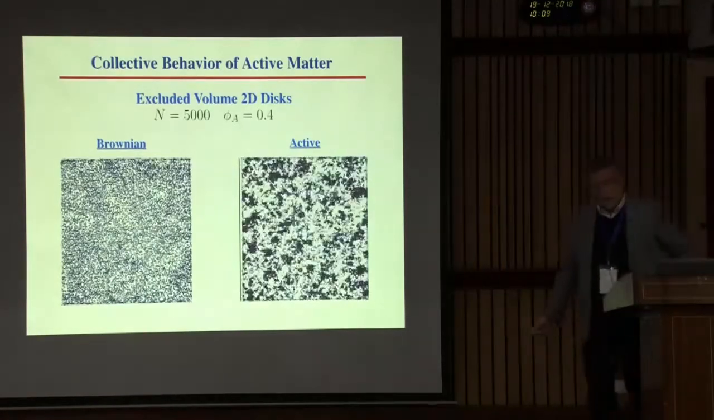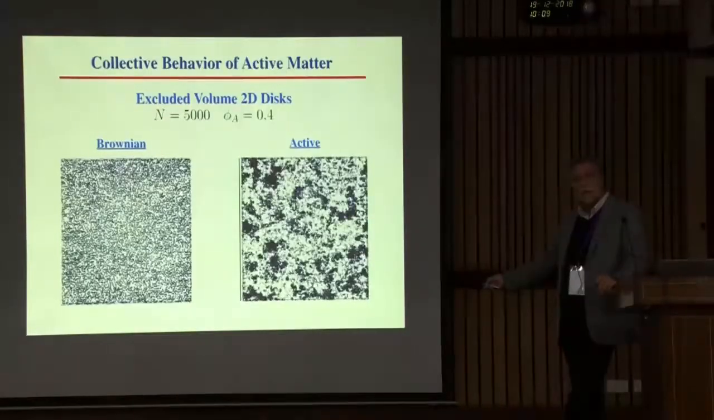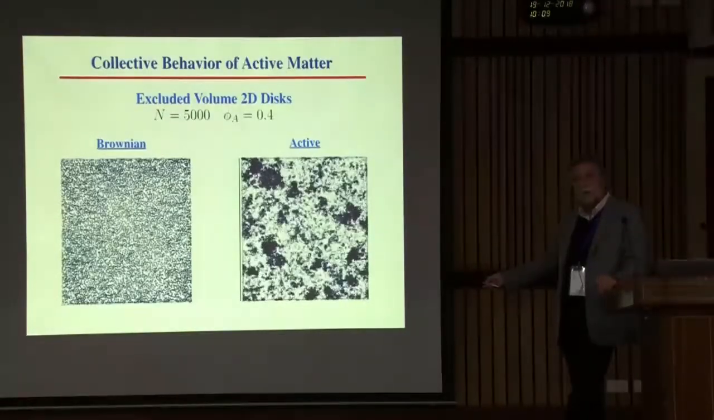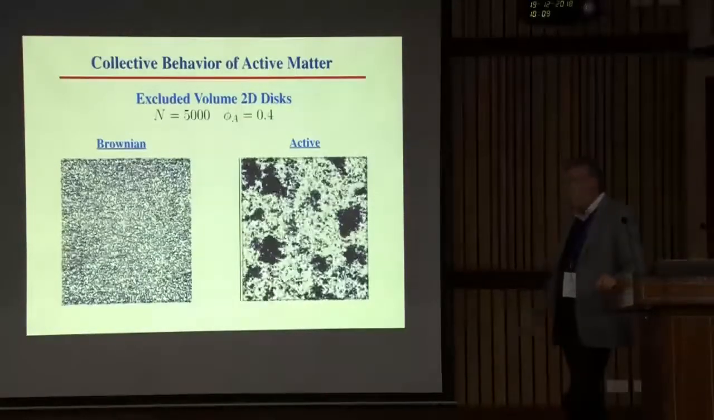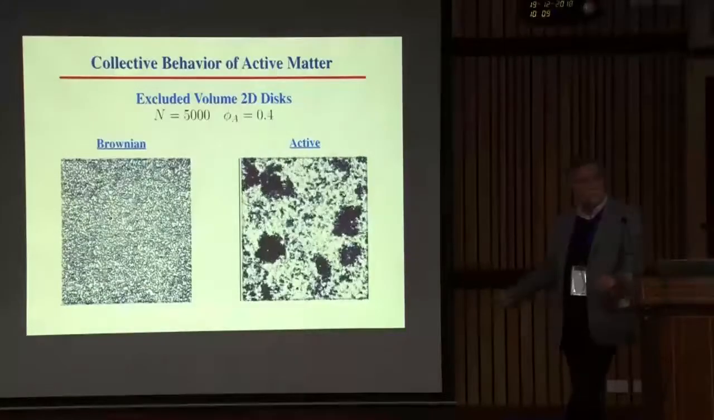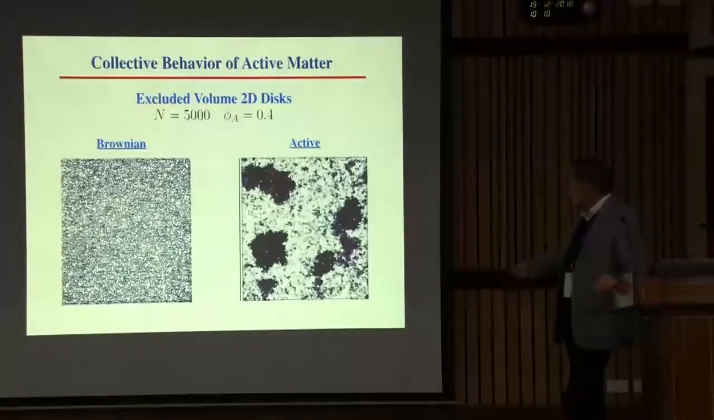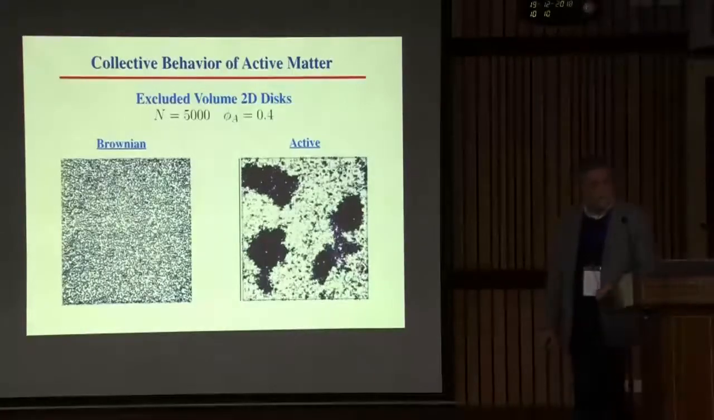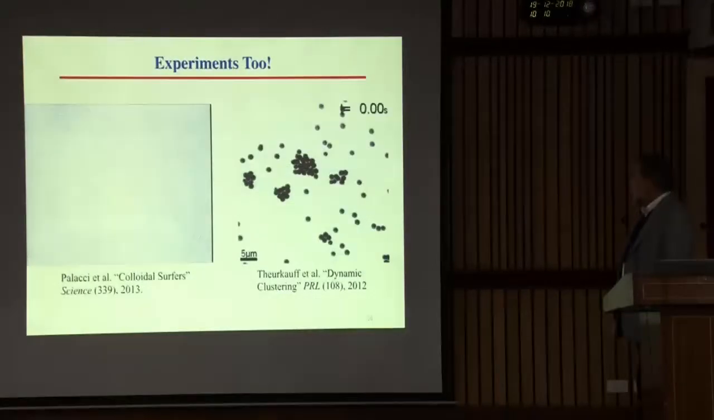So you see the Brownian system on the left. It stays in a random dispersed state because at this particular volume concentration, the hard disk problem is just a fluid, whereas the active system doesn't. They have clusters of particles together very densely with some dilute gas-like particles between them. That happens in the computer. It also happens in experiment.